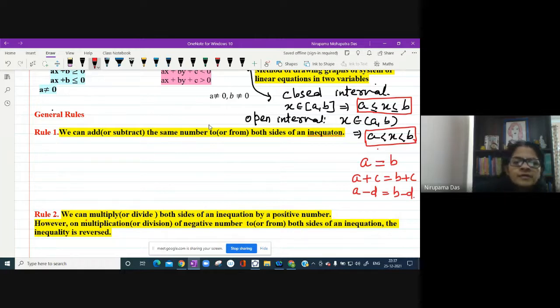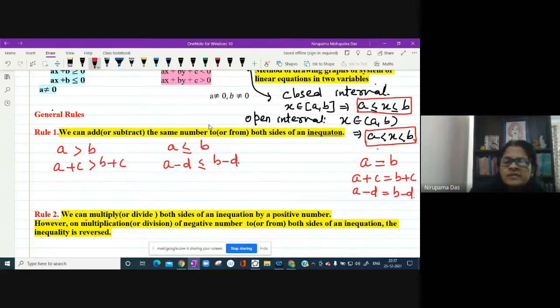Here also, similar thing. If you have a greater than b, then a plus c is greater than b plus c. Or if you have a less than or equal to b, for example, a minus d less than or equal to b minus d. So this first rule is the same as your linear equation. Basically, this is not a new rule. It is the same as the equation.